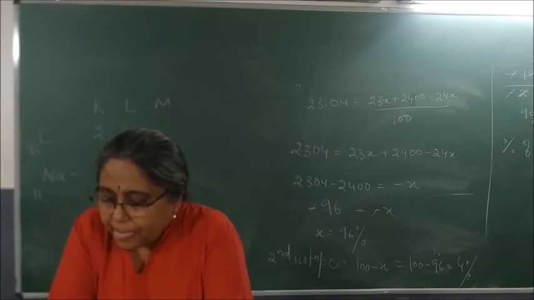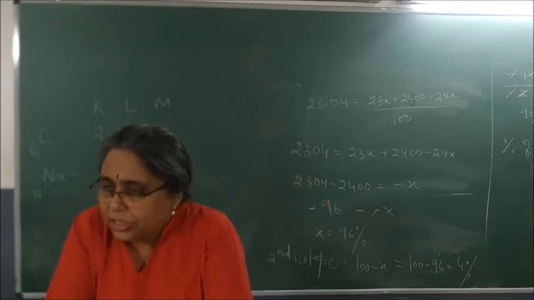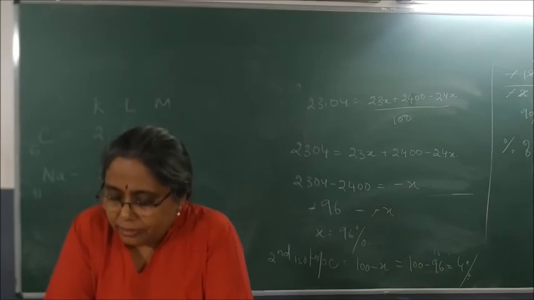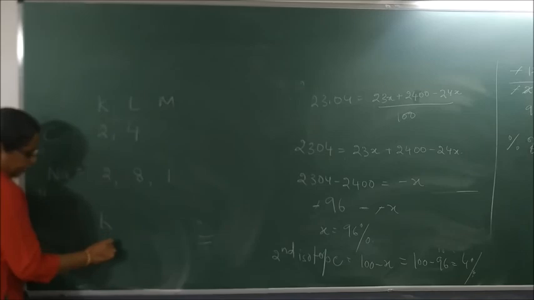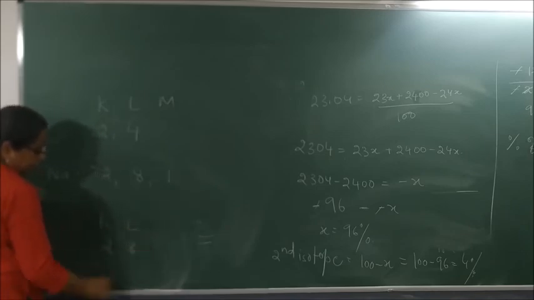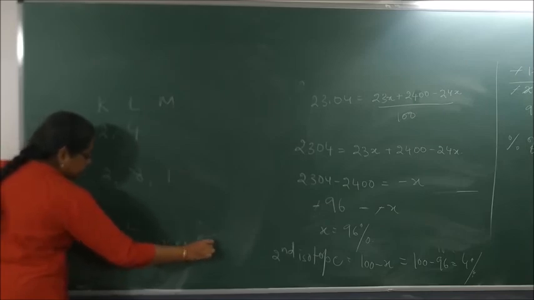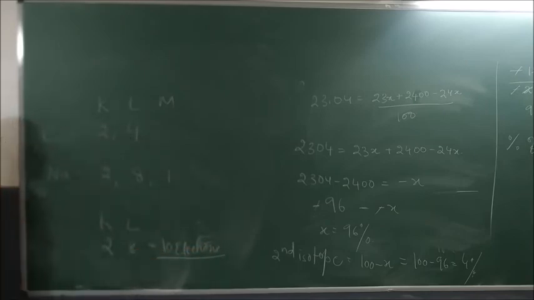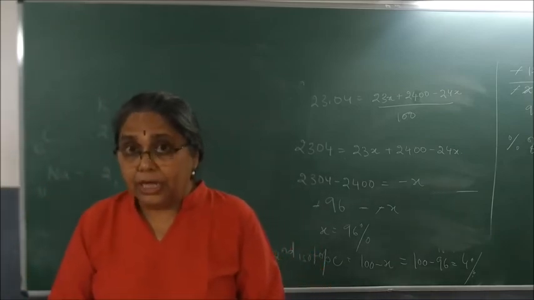Next, if K and L shells of an atom are full, then what would be the total number of electrons in an atom? 10. If K and L shells of an atom are full, what will be the atom? So you will write K will have 2 electrons, L will have 8 electrons. So total number of electrons 10. Okay? The next one.